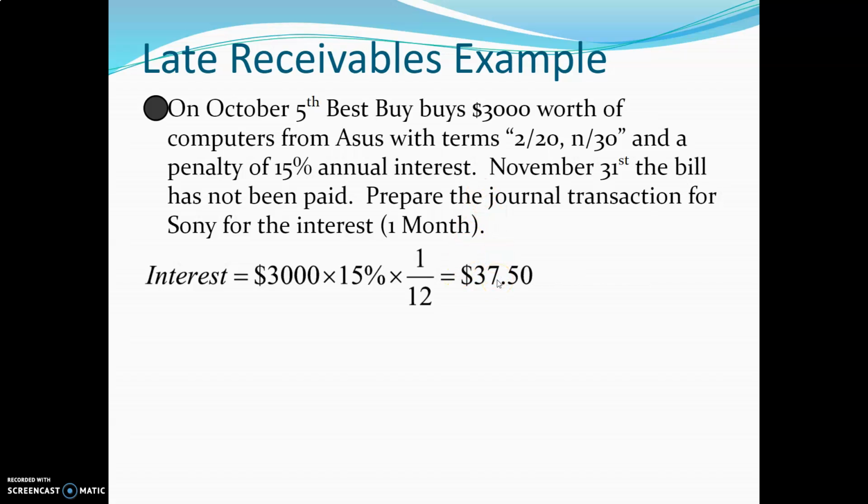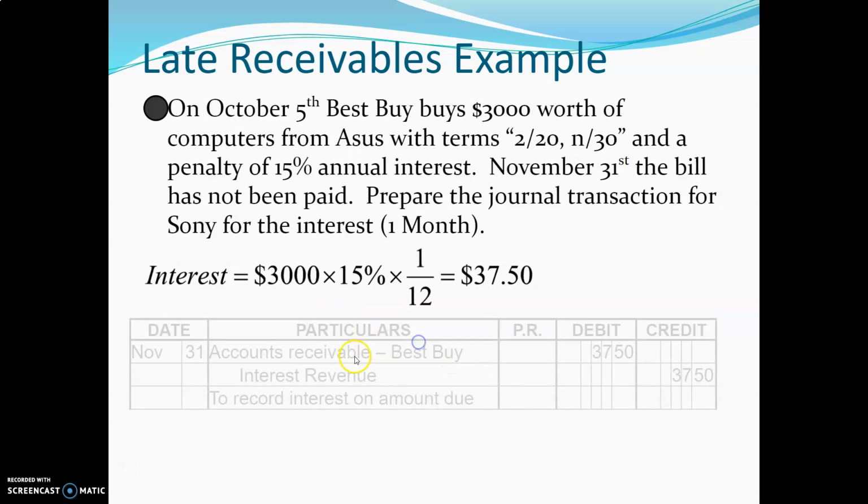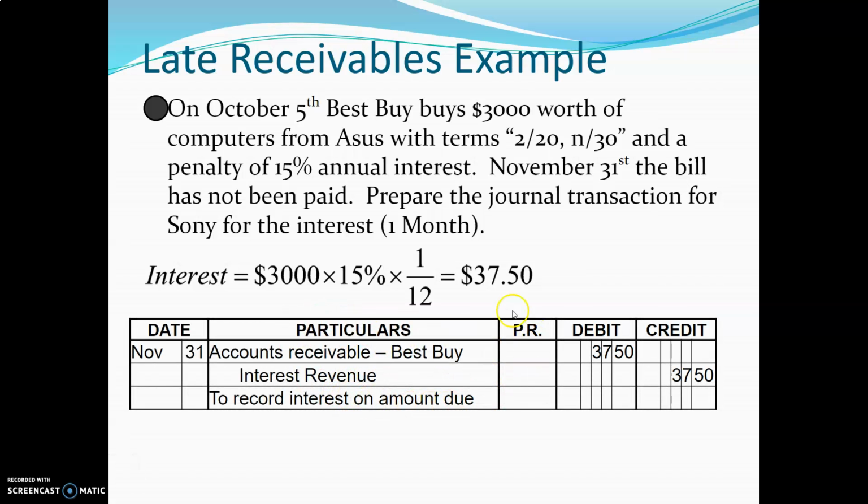And so when we end up taking this, what exactly are we going to do? We're going to have a debit to accounts receivable Best Buy because we still expect to get the amount plus this here. And then we're going to have something called interest revenue because that's now money that's coming in. So if you didn't know what accounts were going to come up here, that's okay because this is your first time to see this.